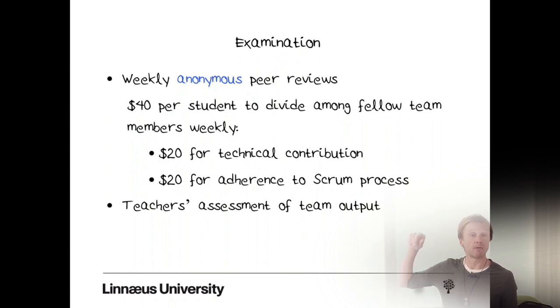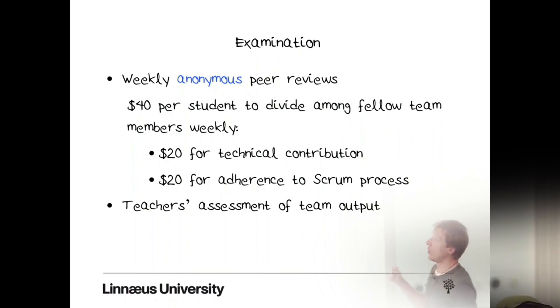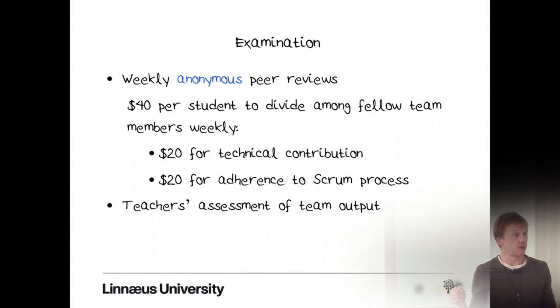So you're going to have to submit weekly peer reviews. The way they work is the following. You have two dimensions, and you have 20 virtual dollars in each dimension. You get $20 to divide among your fellow team members for their technical contribution during the last iteration. And you get another $20 to distribute among them for their adherence to the Scrum process and their support of it. Are they good citizens in the Scrum world?